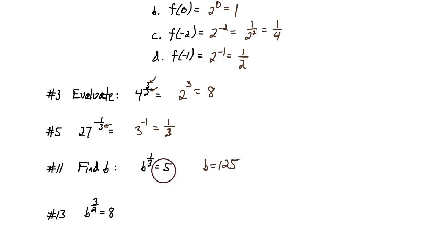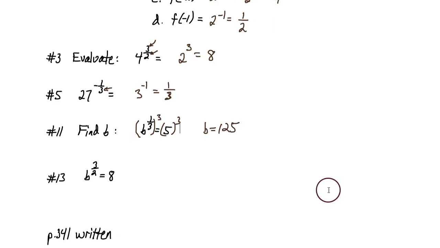If you don't know that, then you can solve it like an equation. Raise the left side to the third power and raise the right side to the third power. These exponents cancel away, and 5 to the third is 125.